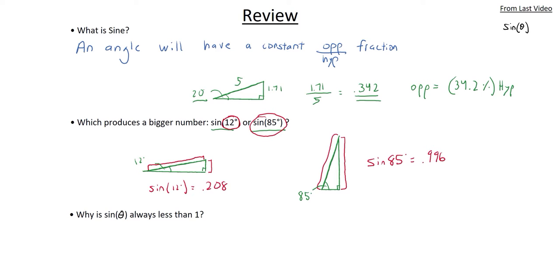And lastly, why is the sine of an angle always less than 1? Well, remember, the sine of some angle really is just that opposite over hypotenuse fraction for that angle. And remember, the hypotenuse will always be the longest side of a right triangle, which means the denominator will always be bigger than the numerator, which means this number as a whole must always be less than 1. It can never be greater than 1.